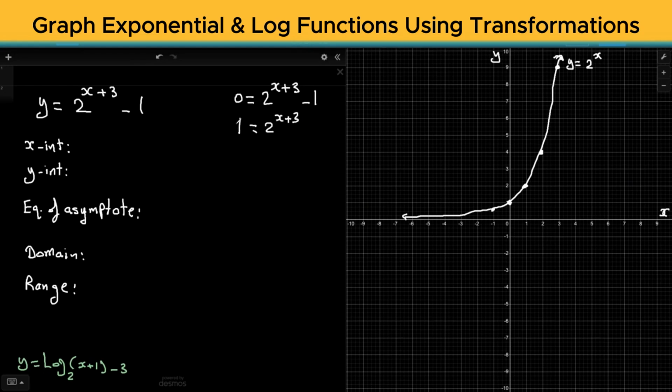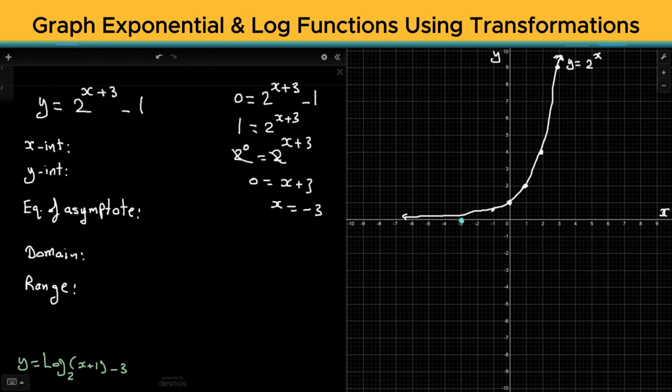Now I know 2 to the 0 gives you 1, so I'm just going to change that to 2 to the power of 0 equals 2 to the power of (x plus 3). Now we can cancel the bases, and we have 0 equals x plus 3, and therefore x equals negative 3. So my x-intercept, and I'm going to use a different color for the graph, is going to be at negative 3. So it's right here.